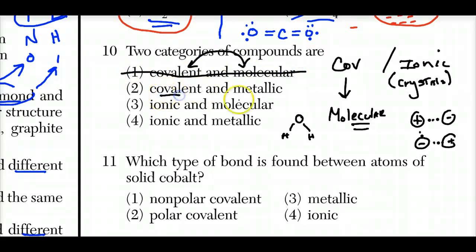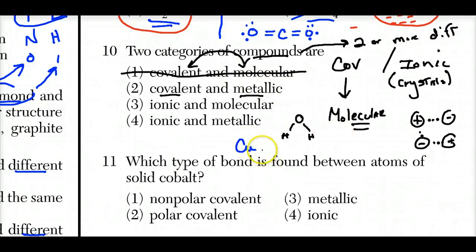Covalent and metallic. Okay, metallic represents metallic bonding. That's metals bonded to metals. But usually compounds, what we use in New York State Regents, compounds are what? Two or more different atoms. So metallic bonds are like copper bonding to copper, and the chemical formula would look like this for metallic. So therefore, bonding copper to copper is not going to be considered a compound.